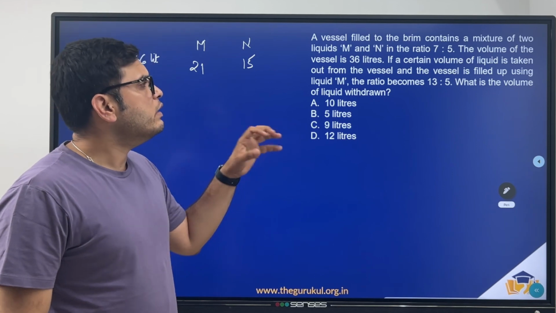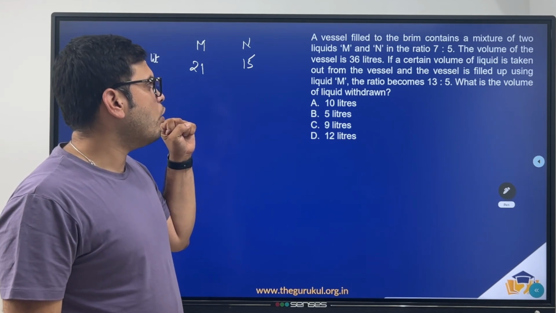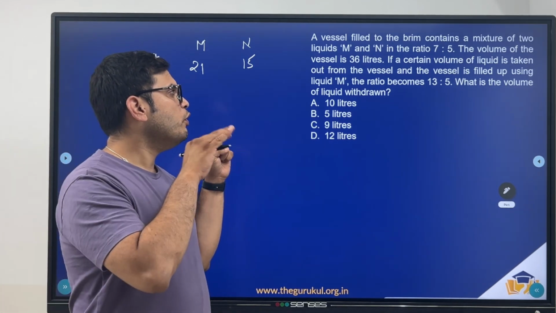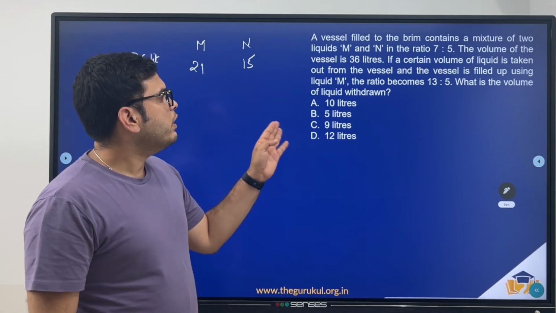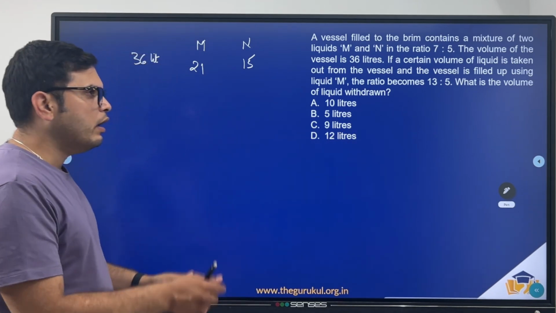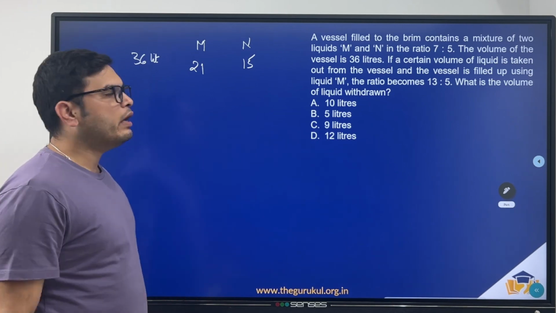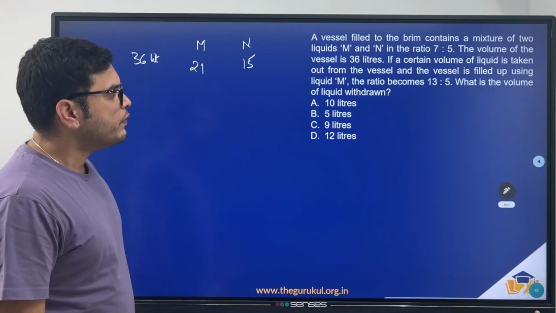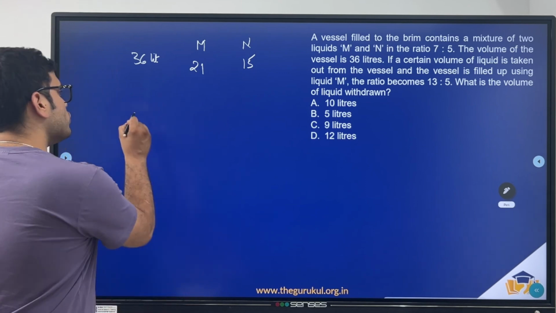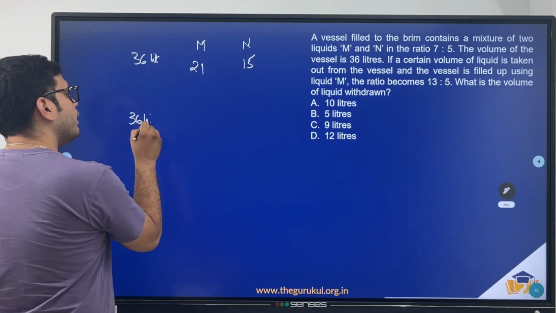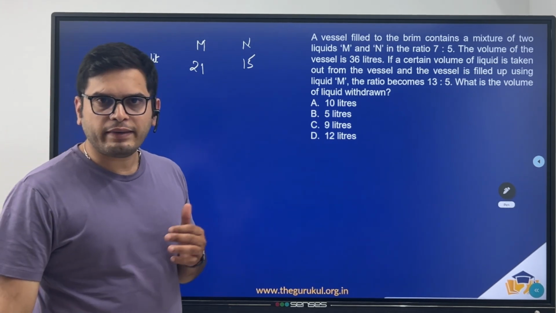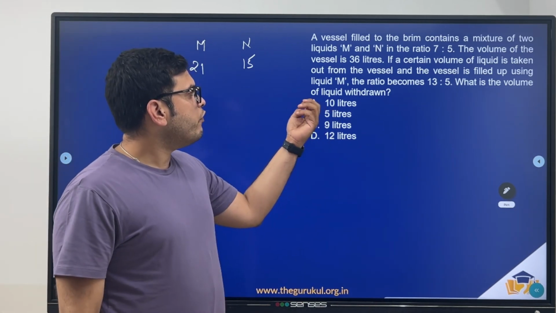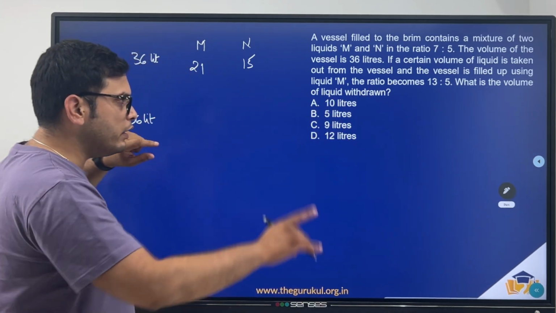Then what happened? A certain volume of liquid is taken out from the vessel and the vessel is filled up using liquid M. The ratio then becomes 13 is to 5. Now when you remove and replace with same amount of solution, right, there will not be any change in volume. So after removal and replacement also, there will be 36 liters of mixture at the end, and the ratio of liquids M and N in the final mixture is 13 is to 5.